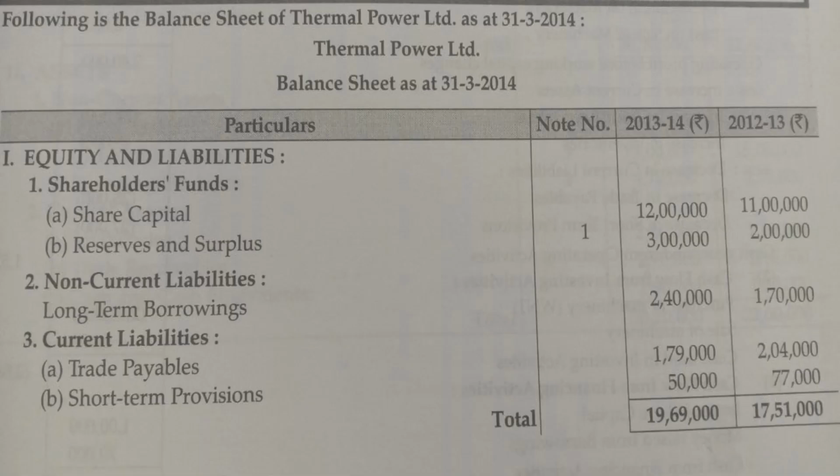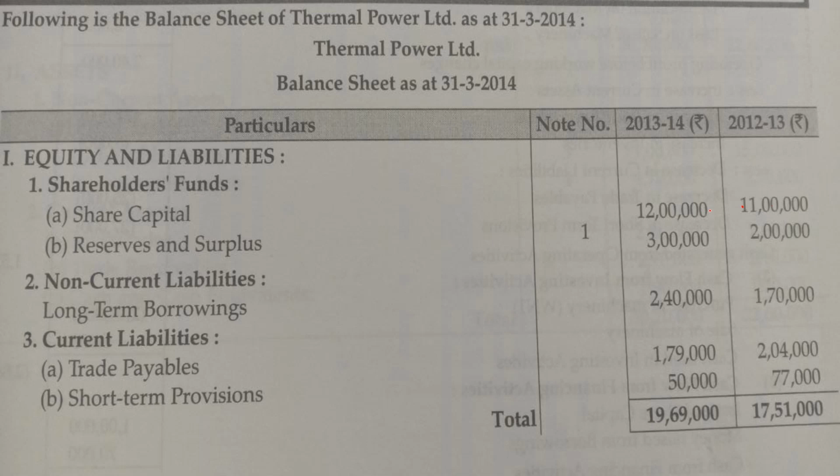Now let us look at this. The first step when you prepare a cash flow statement is to first read the balance sheet of the company thoroughly to see and grasp what are the items that are there in the balance sheet. Like in this case, this is a balance sheet of Thermal Power Limited, and here you find there is equity and liability, shareholders fund, we have share capital, reserves and surplus, non-current liabilities, under that we have long-term borrowings, current liabilities we have trade payable and short-term provisions. Only these main items.